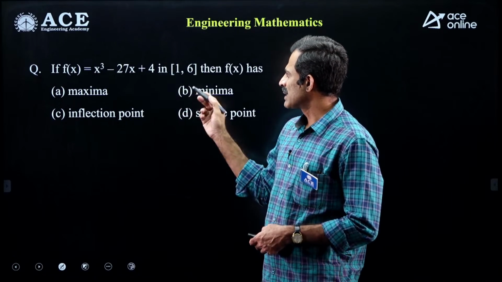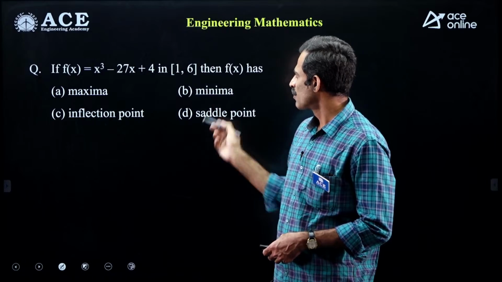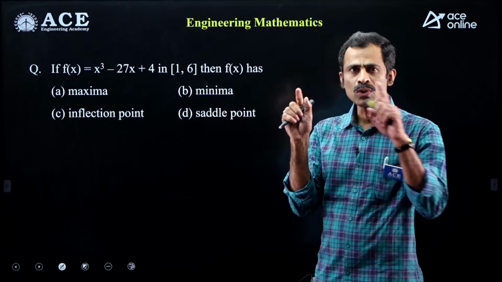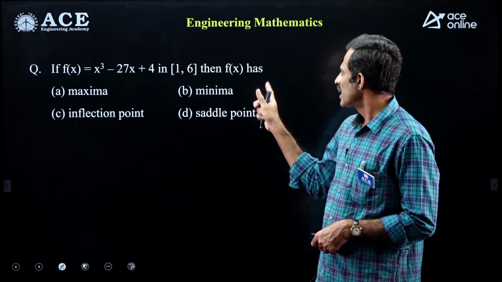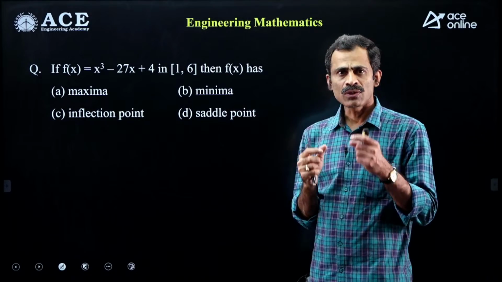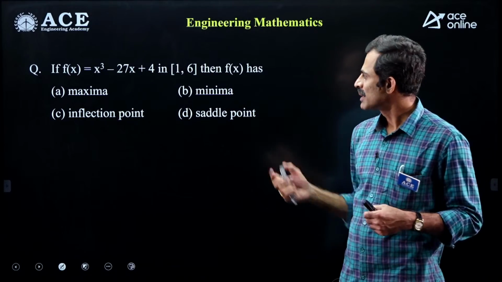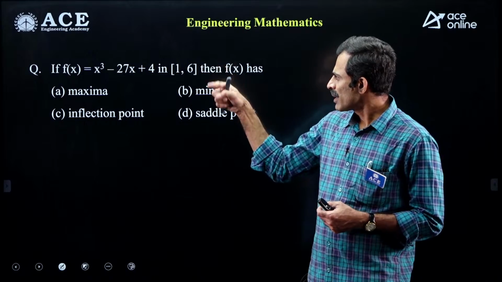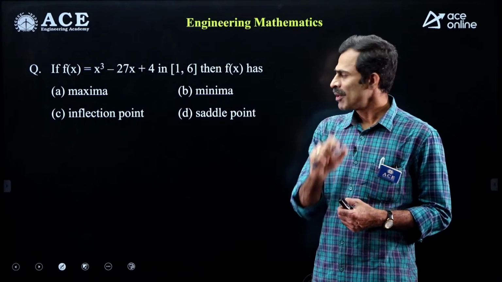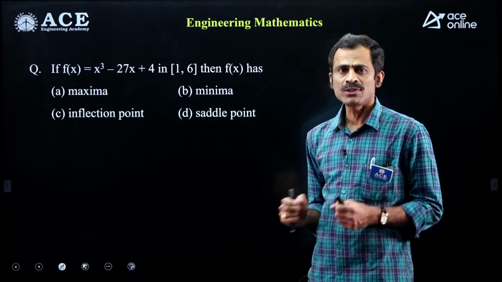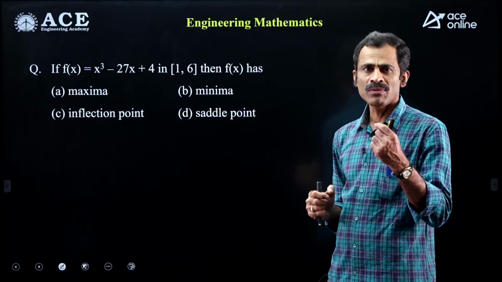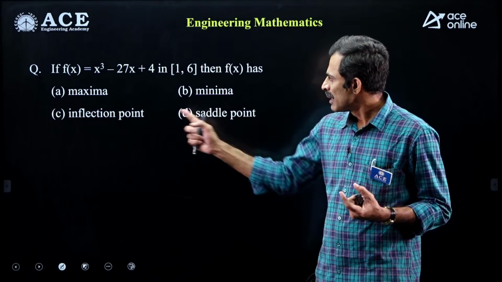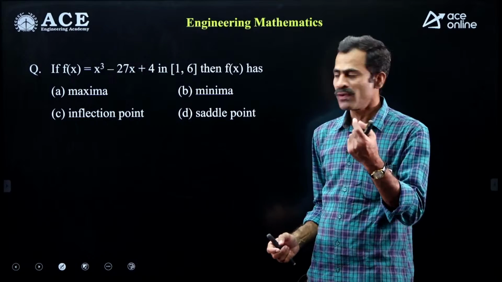If f of x equals x cube minus 27x plus 4 in the closed interval [1, 6], then f of x has... It is a question from calculus. We are given a third order polynomial function, and according to the options, we check whether it is a maximum or minimum, or neither maximum nor minimum, that is, a point of inflection.